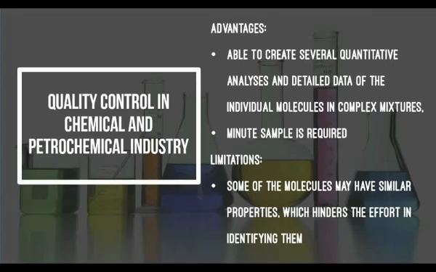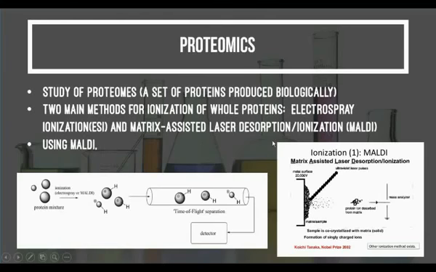However, there are also limitations present. As some of the molecules have similar properties, it may be difficult to accurately differentiate them due to limitations of the mass spectrometer used. This hinders the effort in identifying them. Next, we will look at application of mass spectrometry in proteomics.